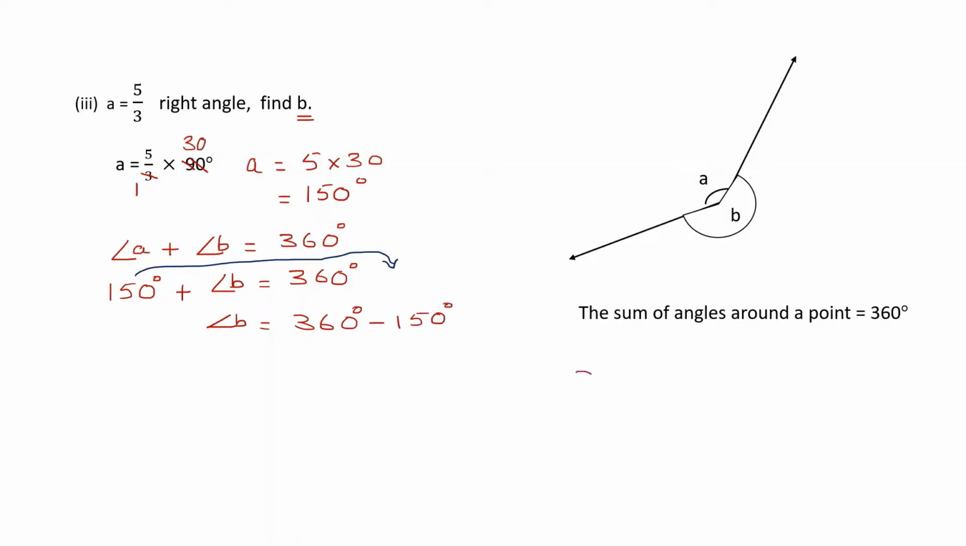So let's minus 360 minus 150. 6 minus 5 and 3 minus 1 is 2. So I have found that angle B is equal to 210 degrees.